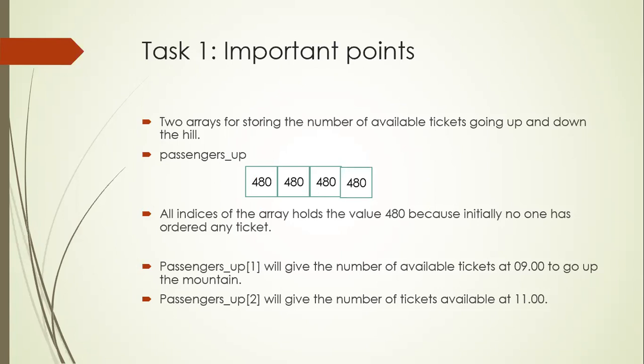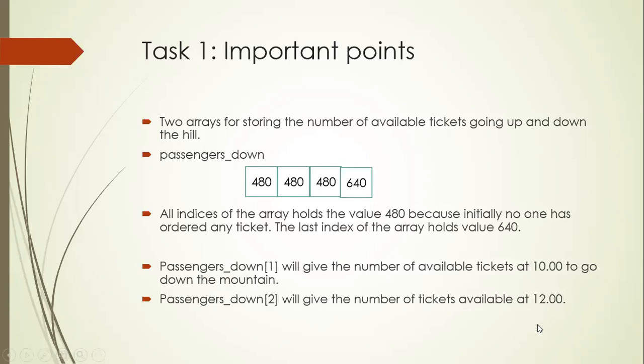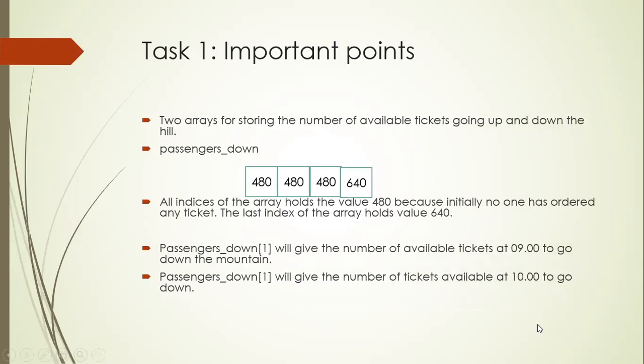Now, if I read index 1, for example, passengers underscore up at index 1, it will give me the number of available tickets at 9 a.m. And at index 2, it's going to give me that of time 11. For passengers down itself, we have 480 initialized at all indices, except for the last one, it's going to be 640.